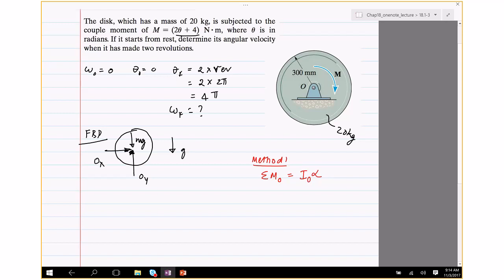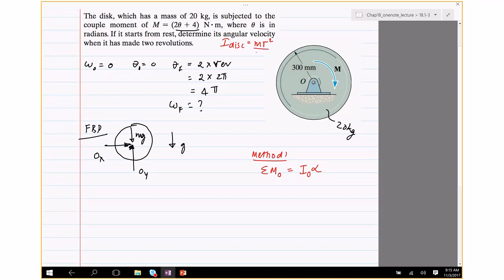Then you write the moment about O. You can find the inertia of the disk, which is m r squared. My bad, it's divided by 2. Then you can find alpha, which will be a function of theta, and integrate that once to solve for omega. That's one way to do it. When you use the principle of work and energy, you do not have to integrate. That's the advantage of using the principle of work done.